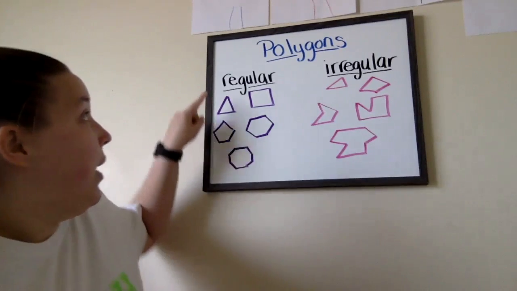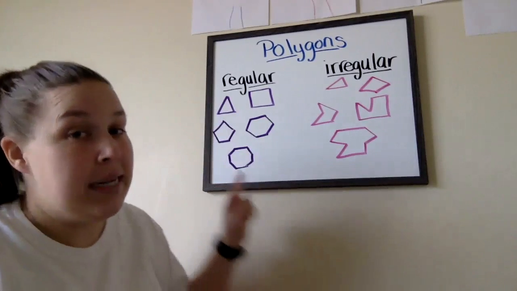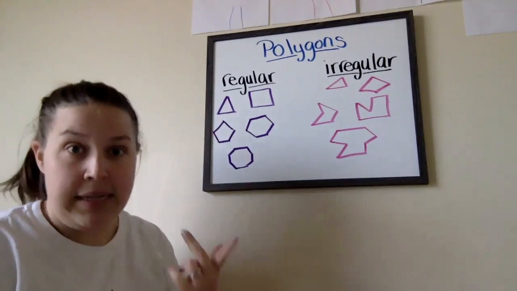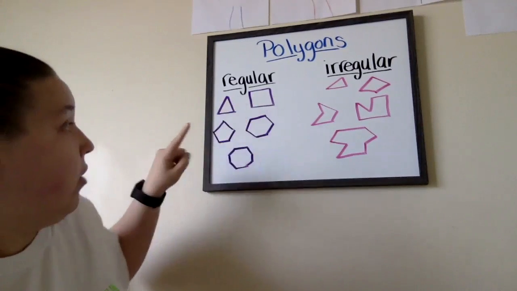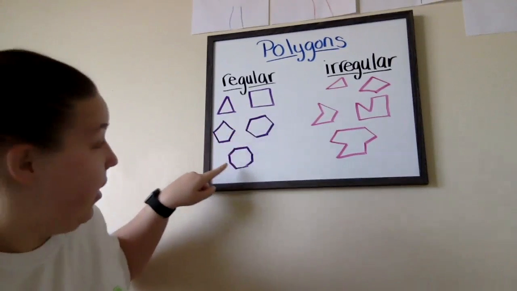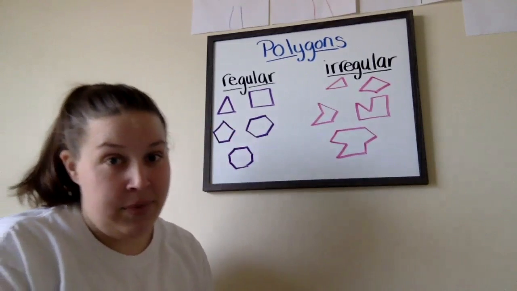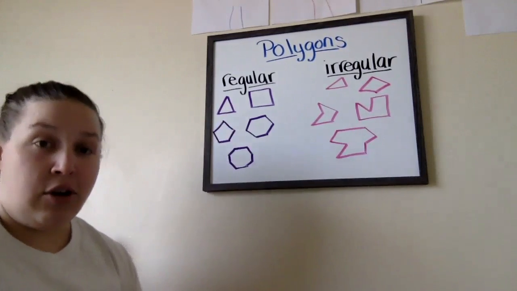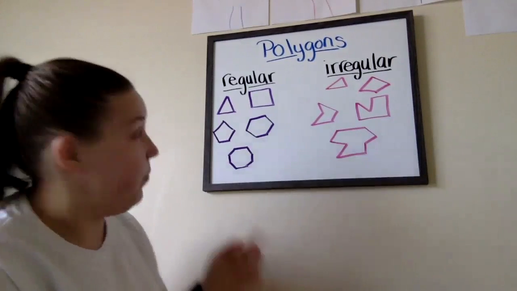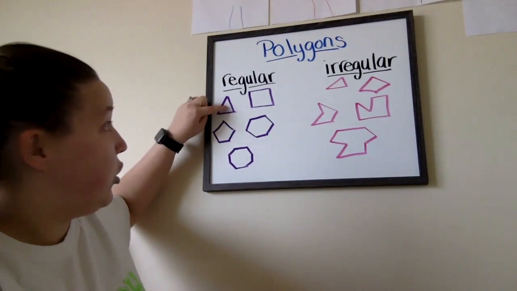Looking at a regular polygon, you'll notice that these look like the shapes that you normally see. That's why they're called regular. So we have a triangle, square, pentagon, hexagon, and octagon. How many sides or angles do you see on a triangle? 3. So a regular triangle has 3 sides.